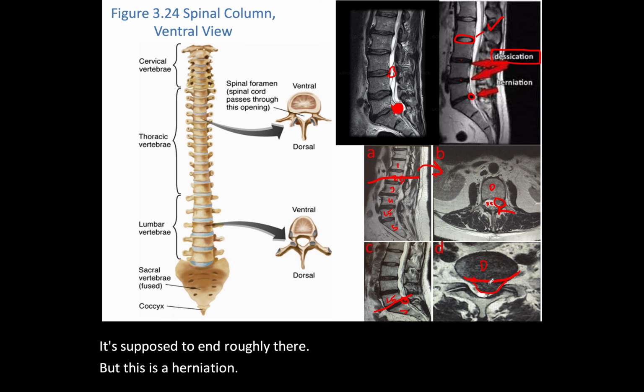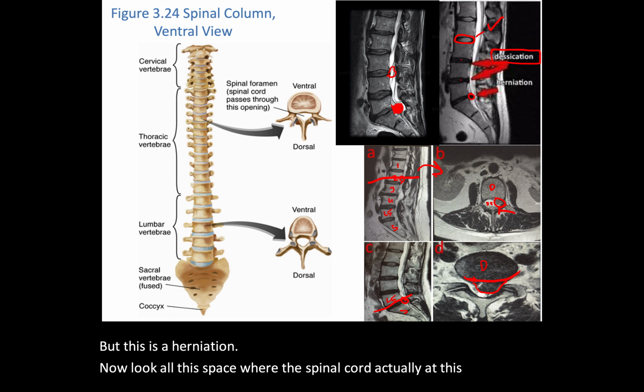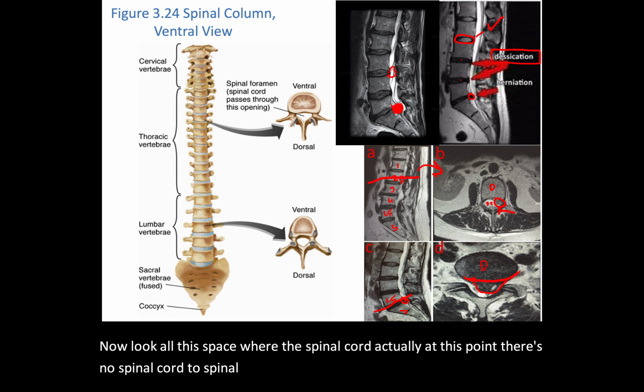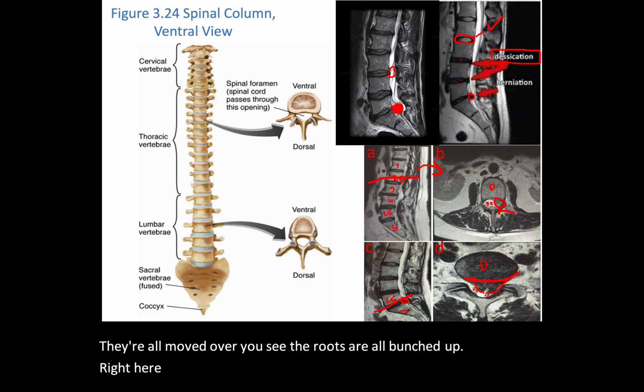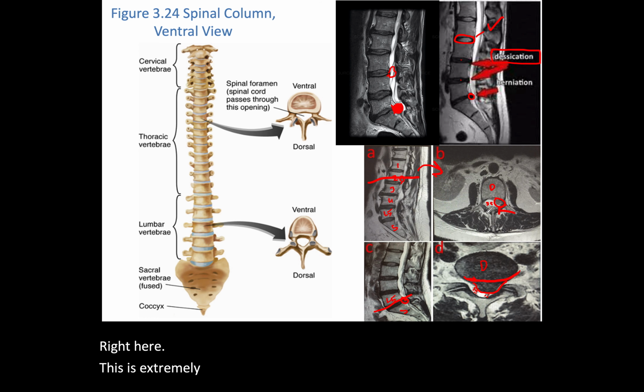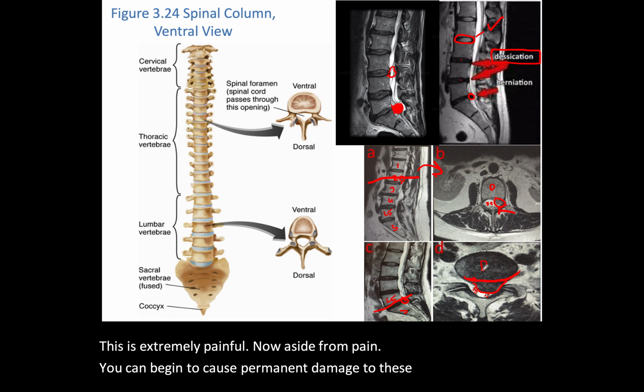Now look, all this space where the spinal cord, actually at this point there's no spinal cord, the spinal roots are traversing. They're all moved over. You see the roots are all bunched up right here. This is extremely painful. Now, aside from pain, you can begin to cause permanent damage to these nervous structures. And permanent is permanent.